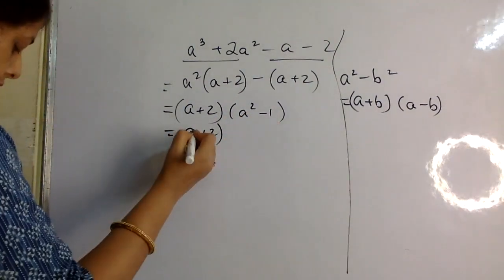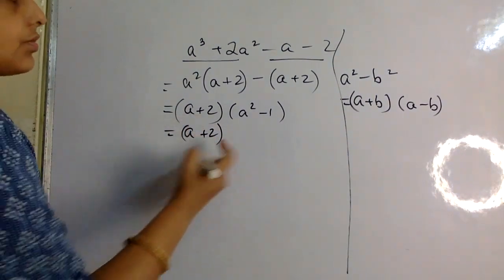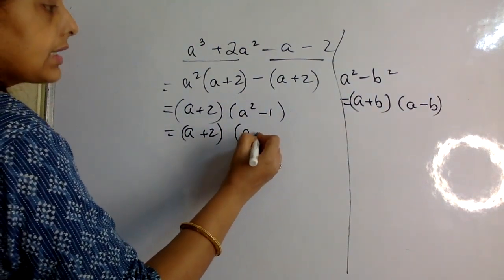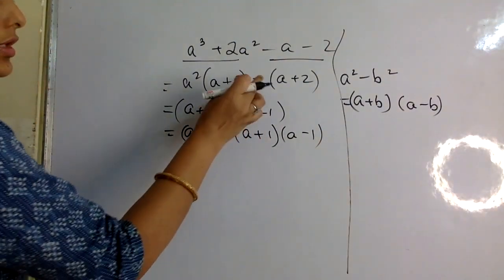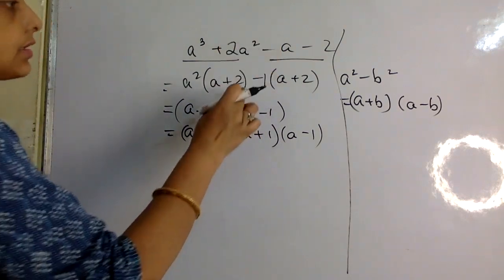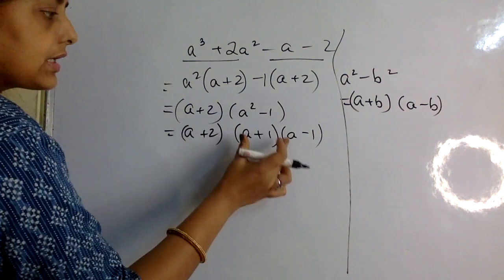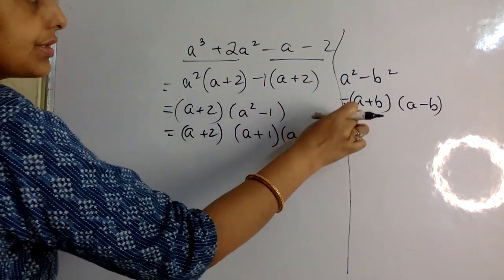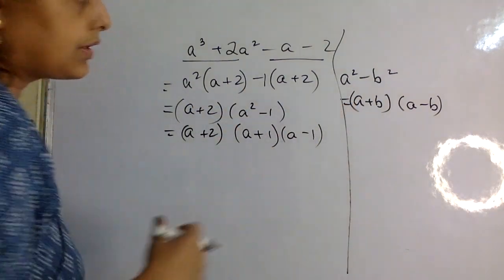So here we have a plus 2, and then as long as we see a difference of squares like this, a plus 1 and a minus 1. Here I want to tell you, if you don't see anything here, that means there's a 1 here, so you can always consider a 1 over here. So this is a plus 2. From this one I get a plus 1 with a minus 1. So this is where we have used this identity, that is the difference of squares.